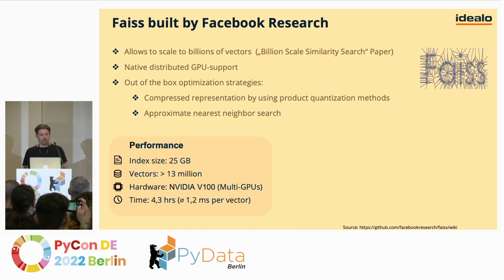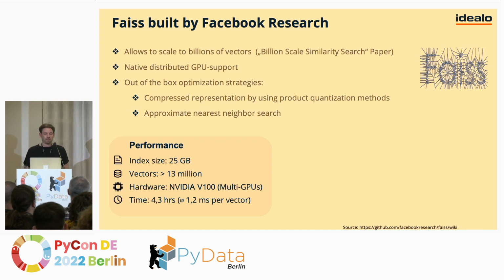We tried it out. In our first experiment, we did a brute force search. For every vector, we compared it to all other vectors in our index. It's not really efficient, but we just tried it out as our first experiment, and we wanted to have high precision and high recall. On the left side, you can see the performance. Our index size was around 25 gigabytes.